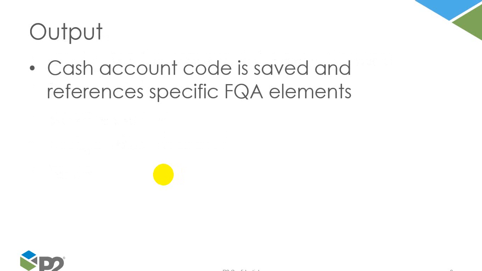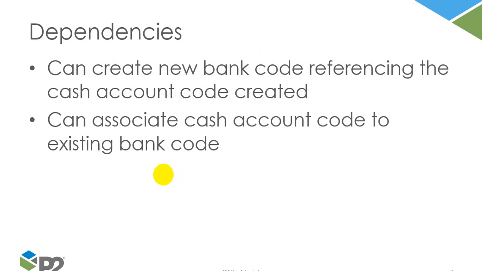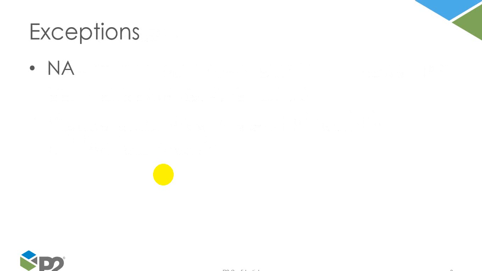Okay, so the output of this is a cash account code is saved and references specific FQA elements, and we can go ahead and run the create new bank code process, where we can reference the cash account code created. And then we can also, if needed for some reason, for existing bank codes, go ahead and select this cash account instead of some other cash account or cash account code that the existing bank code already used.